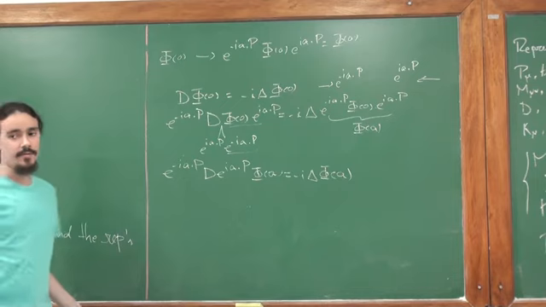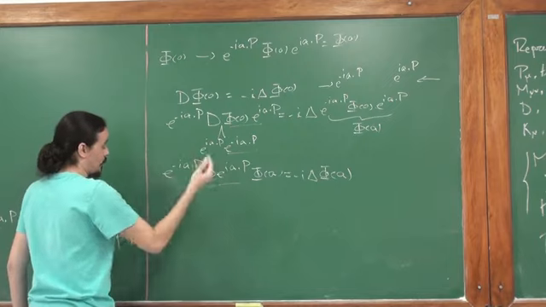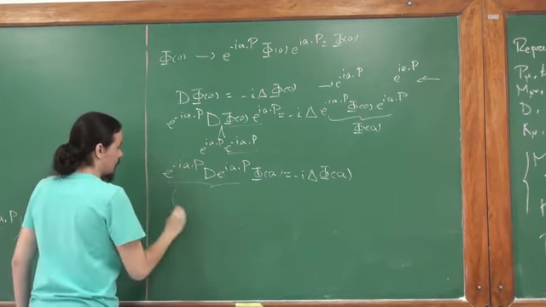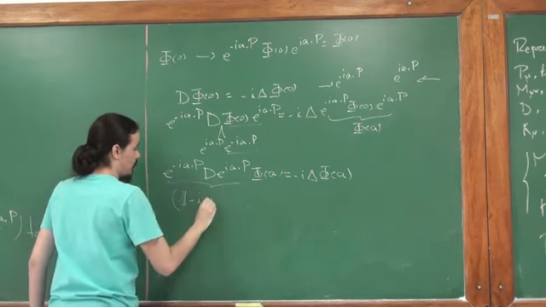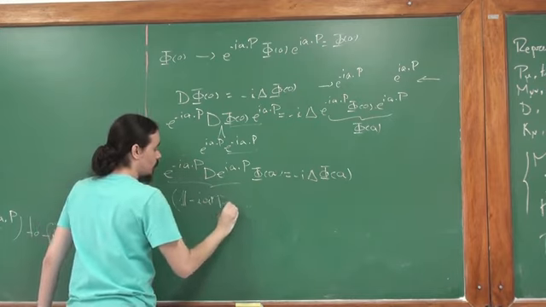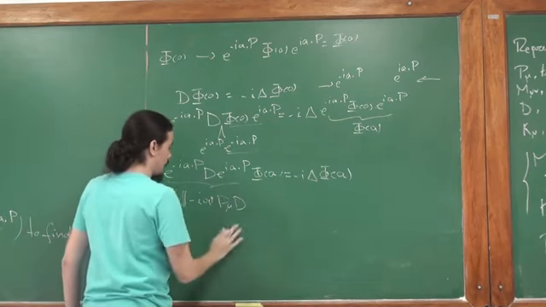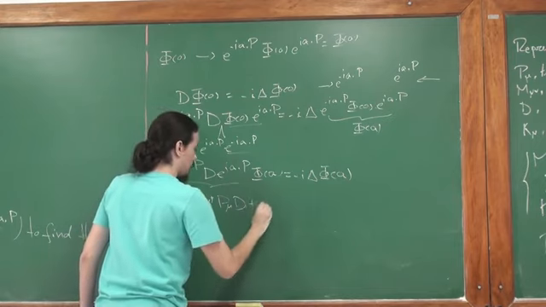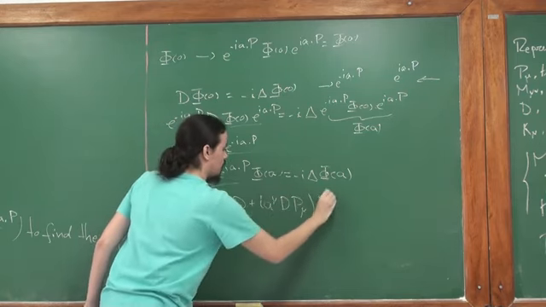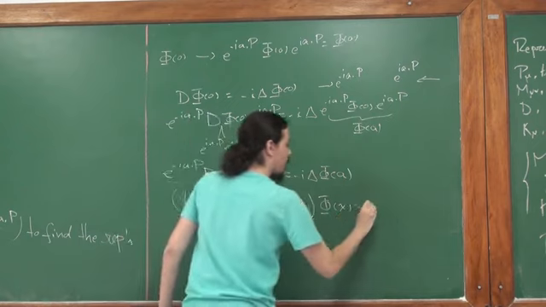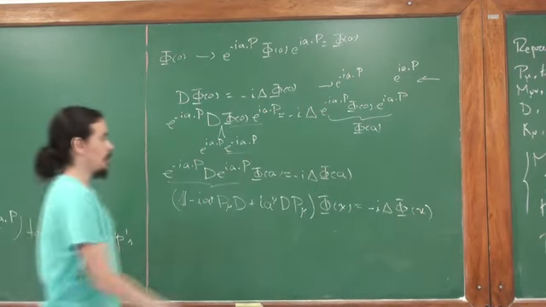You can just use a Hausdorff formula, or you can simply expand this exponential and keep the first order. So you just get identity minus i a mu acting on D, and from the expansion of the right hand exponential, you just get plus i a mu D mu. Right, next.